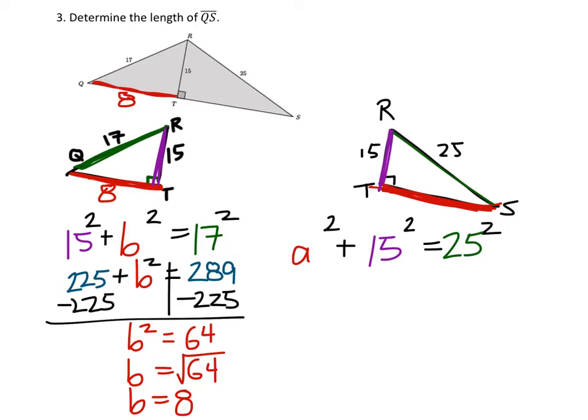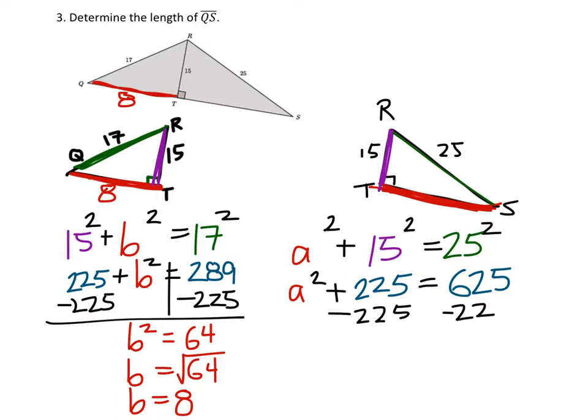Now if I square those, I can find these values. 15 to the power of 2 is 225, which we've seen already. And 25 to the power of 2 is 625. So now I've got a squared plus 225 equals 625. So to solve for a squared, I'm going to need to subtract 225 from both sides of this equation. And then I've got a squared equals 400.